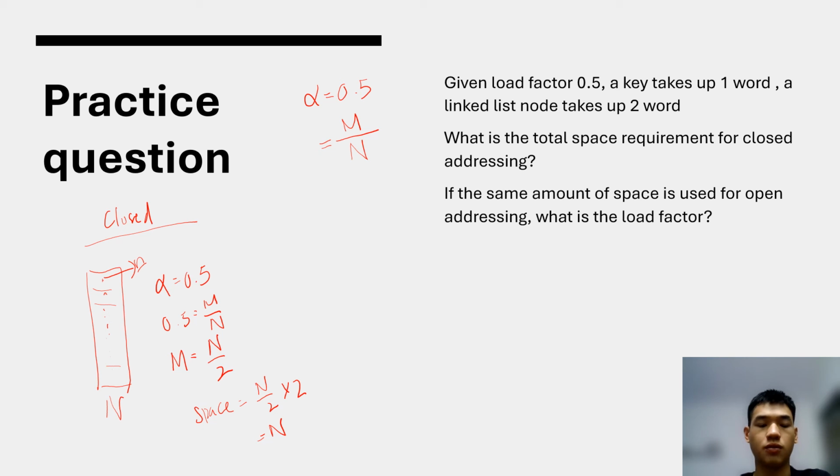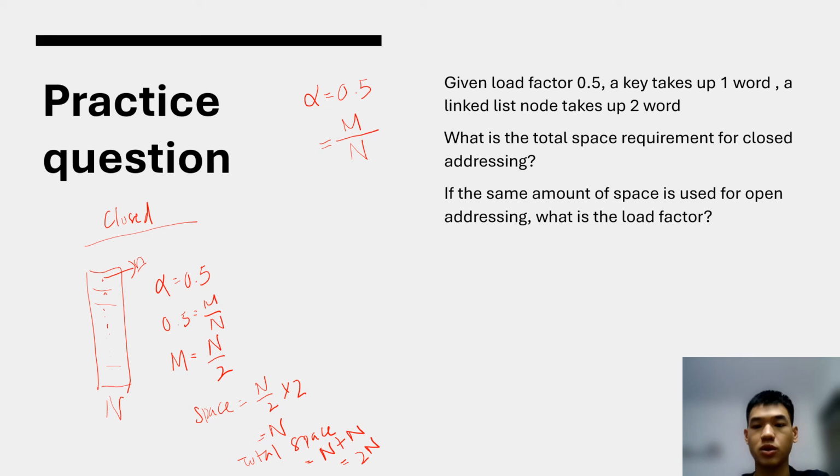So, if I'm going to have a hash table of size n, and I need a pointer to a linked list node, say a pointer that takes up 1 word, then I will have n pointers. The total space will be equal to n plus n pointers, which is equal to 2n. So the total space that I will be taking up is 2n.